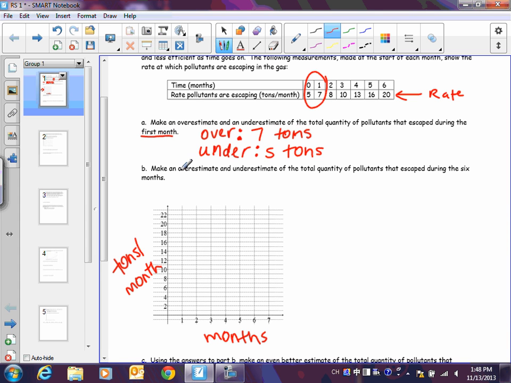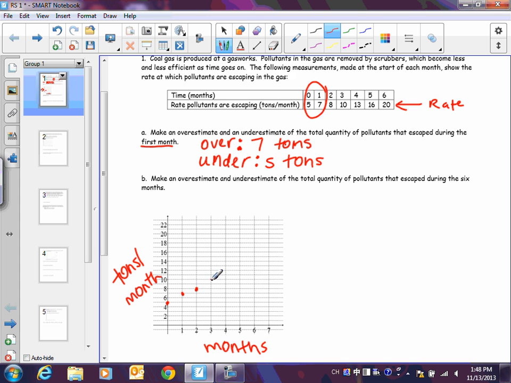Okay, so let's go ahead and plot these points. So I'm going to go ahead and plot (0, 5), (1, 7), and so on. I expect everybody's really good at this, because you guys have been doing this for a long time.